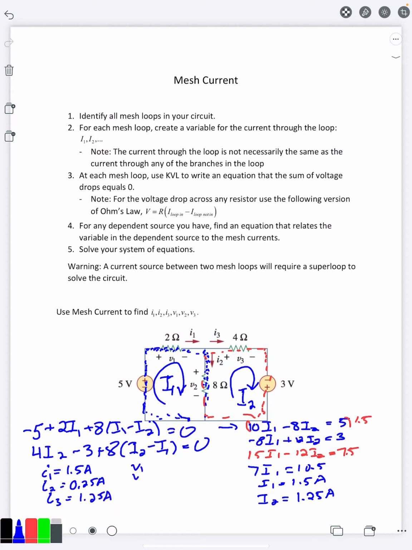Then if I want to find my three voltages, I just use my Ohm's law at each one of them. 2 times I1 is 3 volts. V2 is 8 times that, which is going to be 2 volts. And V3 is 4 times that, which is 5 volts. And this gives us our answer here using mesh current analysis.